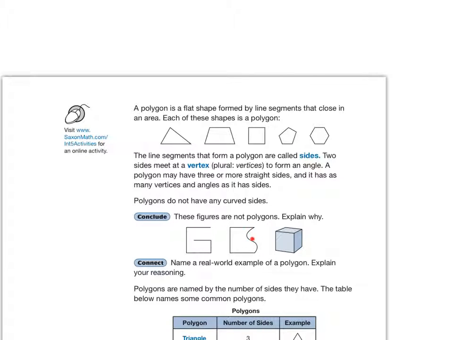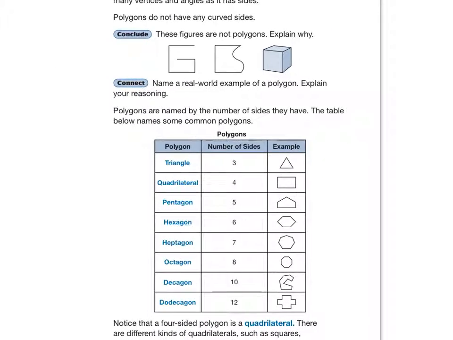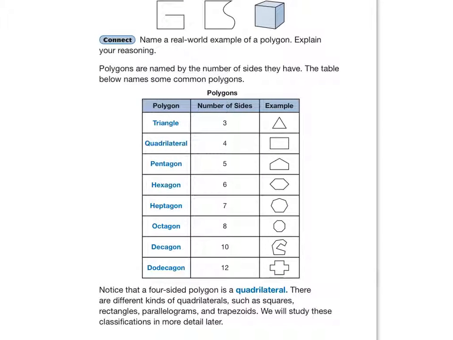So here they're showing us an example. This is no longer a polygon because of these curved sides. If that wasn't there and it had some sort of straight line, it would be a polygon. So a real world example of a polygon would be any kind of road sign. They're usually polygon shaped. All right, trying to scroll here. What do we got? Oh, number of sides.